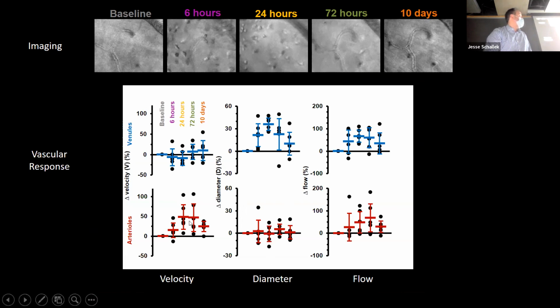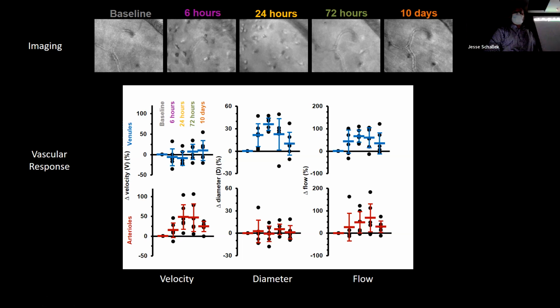Velocity is increased in arterioles, but remains constant in venules. Venules increase their diameter, whereas arterioles basically keep a very similar diameter, but the net effect of increasing blood flow is the same, right? The input and output are effectively the same, but the way that they achieve that increase in blood flow is through two very different mechanisms.